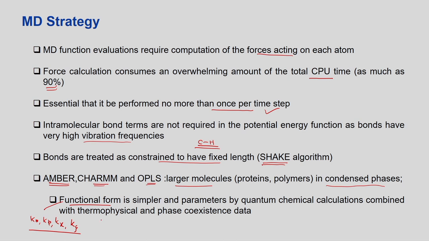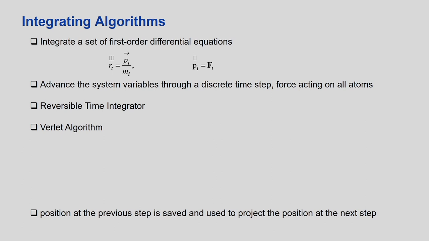These force field parameters are derived by quantum chemical calculation combined with thermophysical and phase coefficients data. We will not go into details of how they are derived, but we have these values readily available in the database of either AMBER, CHARMM or OPLS. So, now how do we start the integrating algorithms? How do we push these atoms one by one?